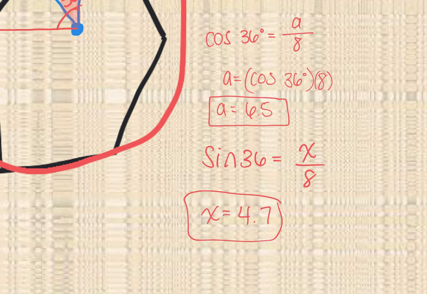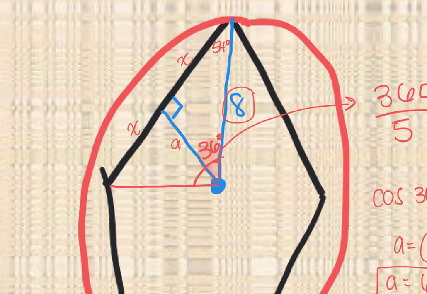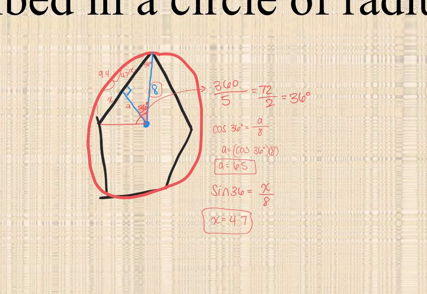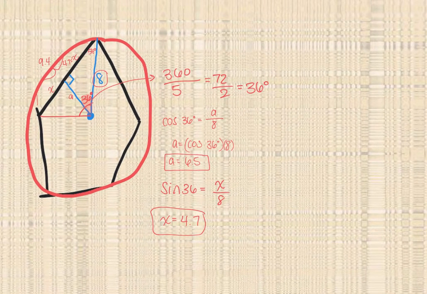Now remember, for the length of the entire side, you have to take that x value, which is 4.7, and multiply it by 2, which would give us 9.4, okay? So the length of one side of the pentagon is 9.4. It's a regular pentagon, so all the sides are the same. So let's go ahead and use our formula.